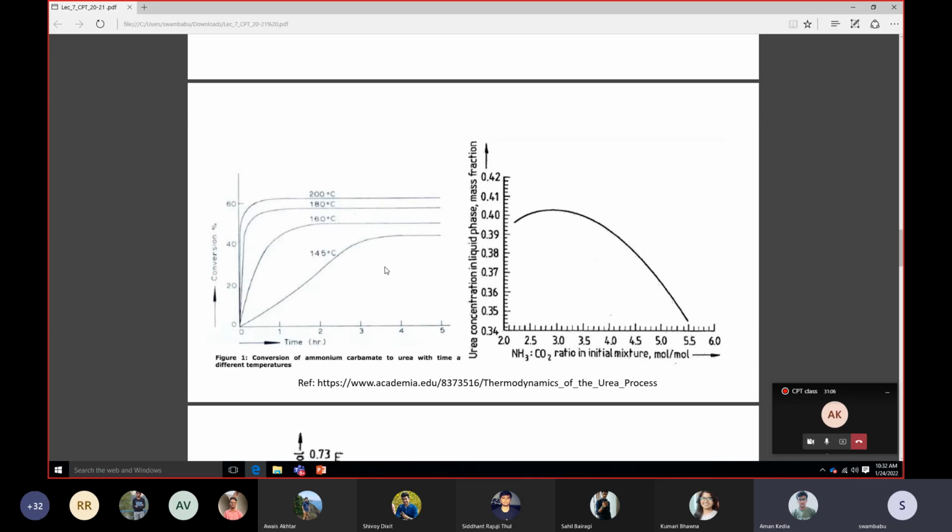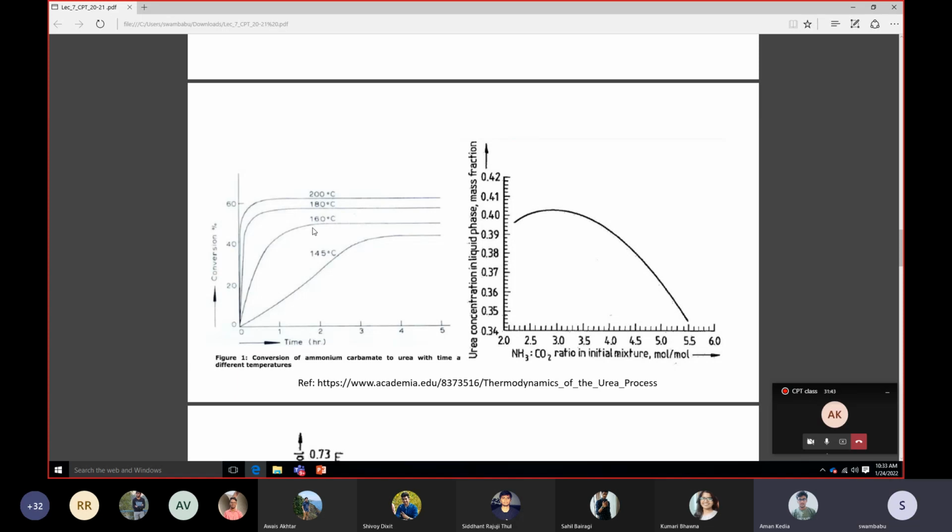So as I said, ammonium carbonate to urea conversion reaction is a slow reaction. At what temperature, how much residence time we need to maintain, we can understand from this graph. This graph also suggests that between 160 to 200 degrees centigrade, if you operate at 145, it is a very, very slow reaction. It's almost taking 3 hours to get approximately 40% conversion.